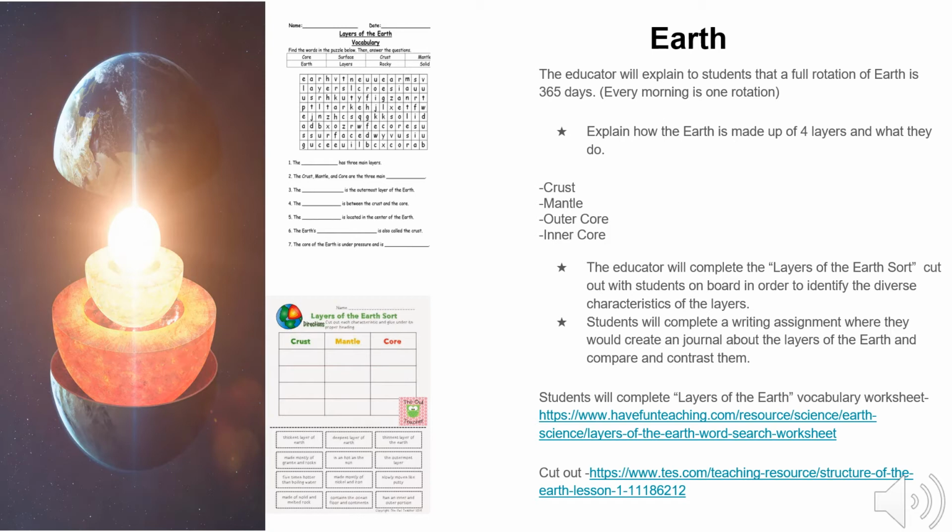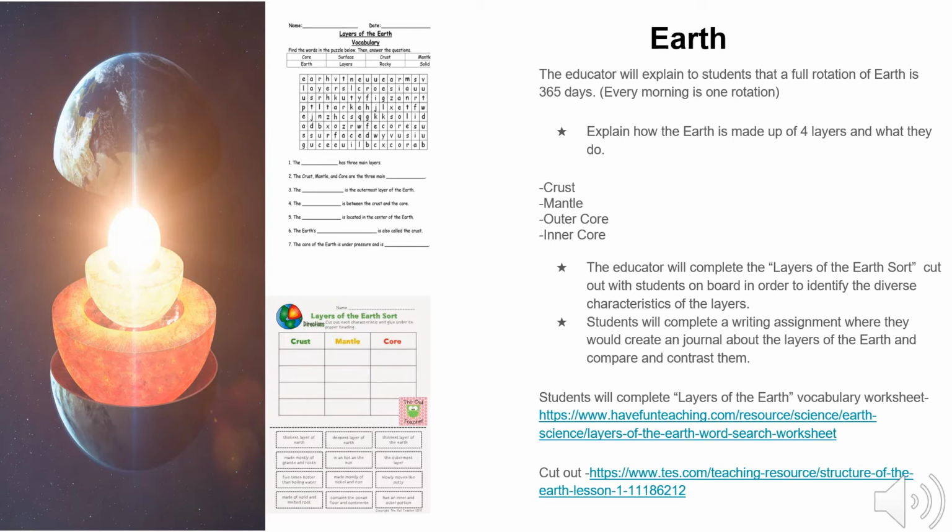Students will then be able to understand this concept as the educator will explain how the earth is made of 4 layers, and the educator will explain to them what each layer consists of and how it helps planet Earth. The 4 layers are the crust, the mantle, the outer core, and the inner core.